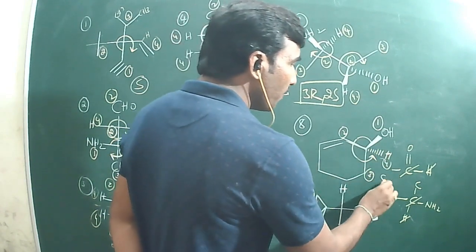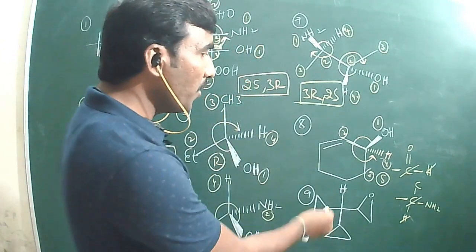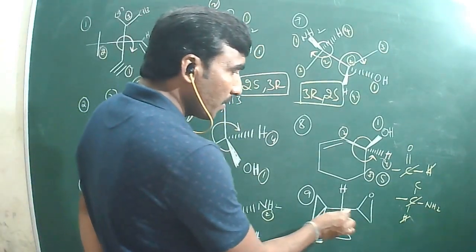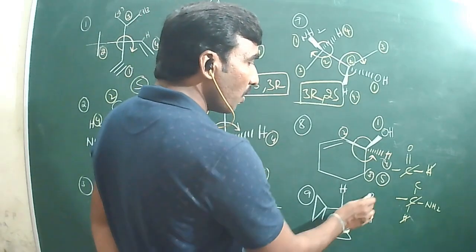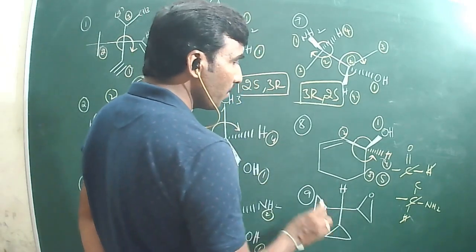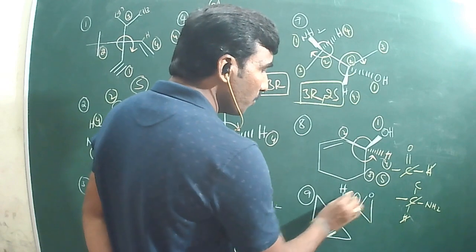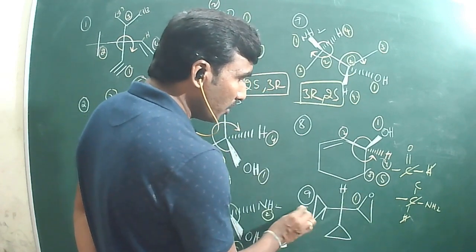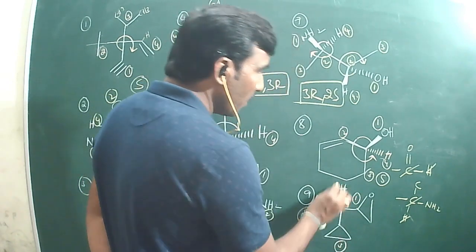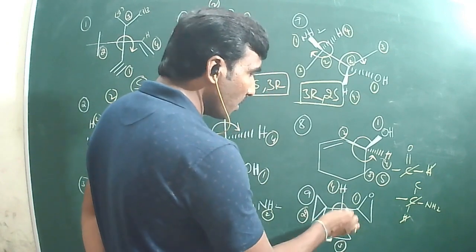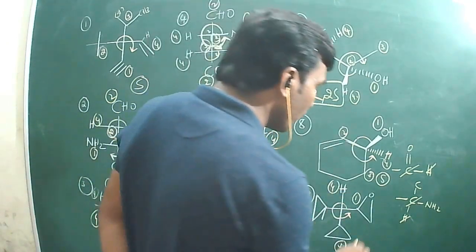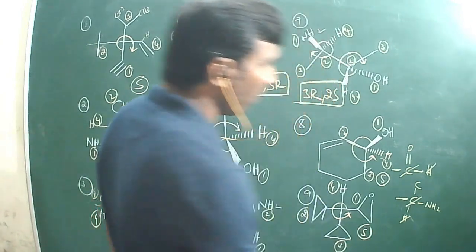Yes, configuration. And coming to here, first here carbon, carbon, carbon, all three get cancelled. Next oxygen, here carbon, carbon. So I should give more priority to this one, second priority to this one, third priority and fourth priority. So 1 to 2, 2 to 3. Anti-clockwise, least priority is on vertical line. So S configuration I can give.